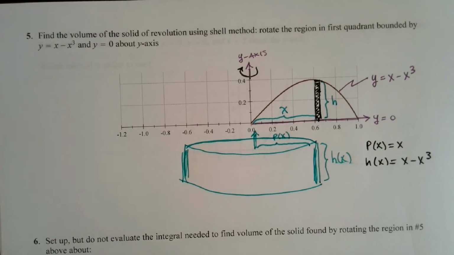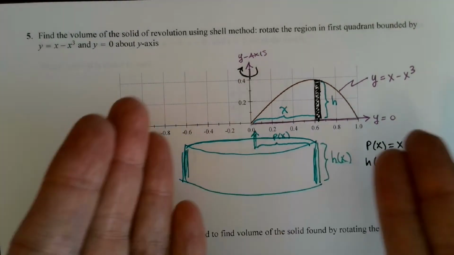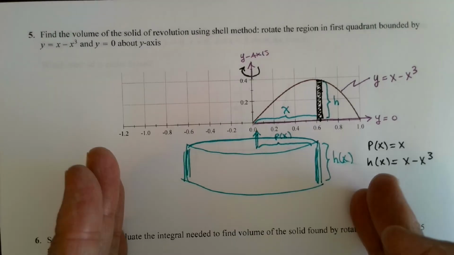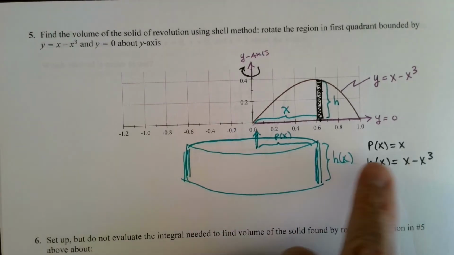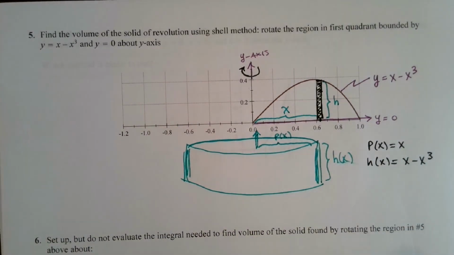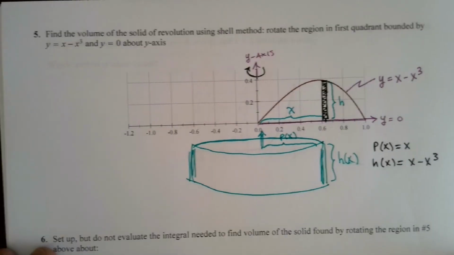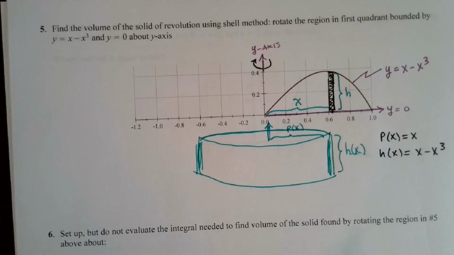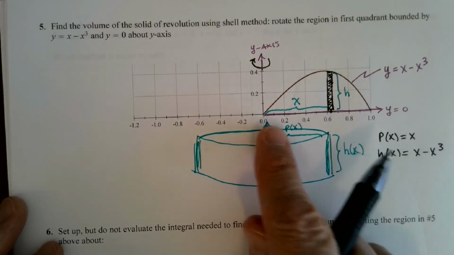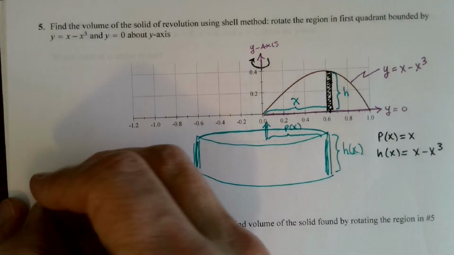And so remember, if we cut this open into the slab, then the length will be 2 pi times p of x, 2 pi x, times the height h of x. That's the volume of the shell. We integrate that, that's the area times the thickness would give us the volume. But we're going to integrate that area from what? From x equals 0 to x equals 1. And that's going to give us the volume.